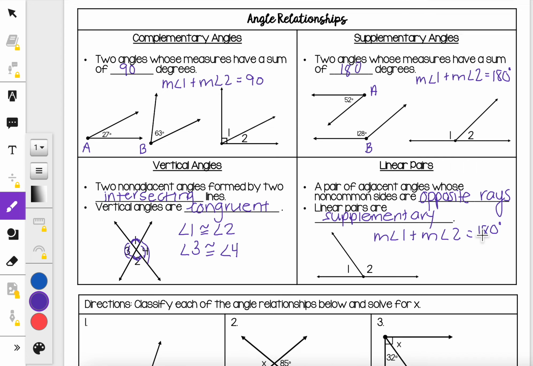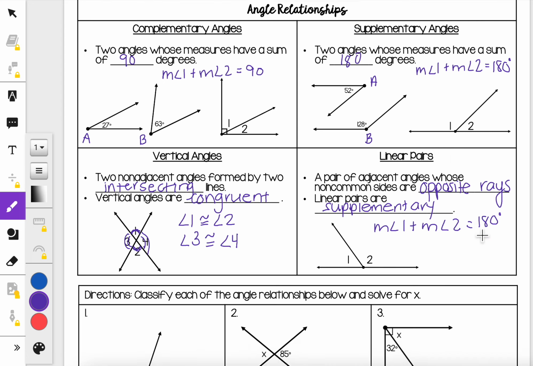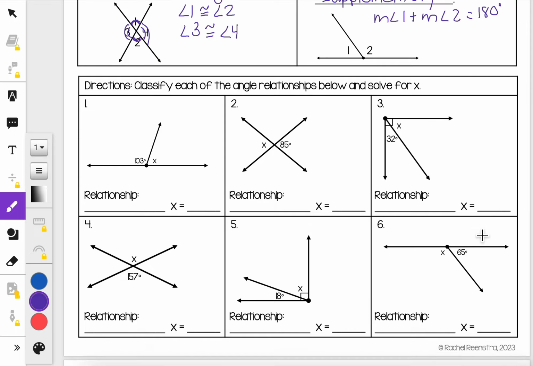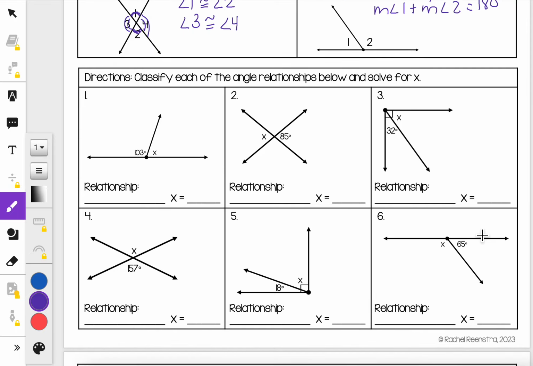We are going to talk about another relationship later on in these notes. But just to practice with these four, what we're going to do is look at the diagram, determine which relationship is shown, and then solve for x.